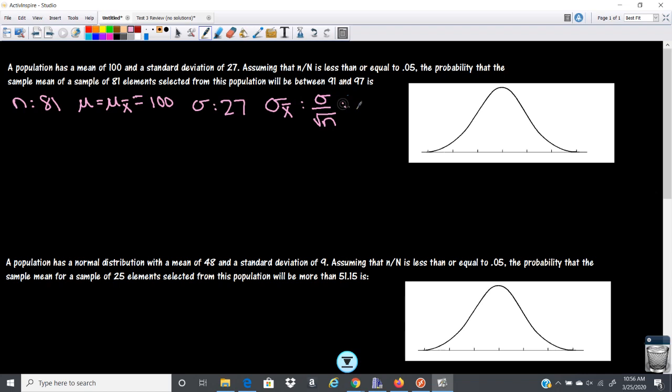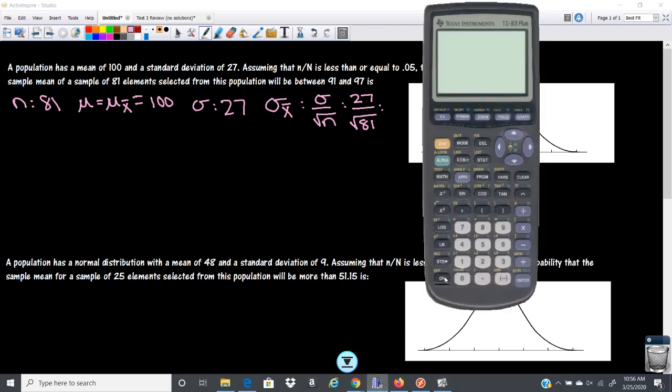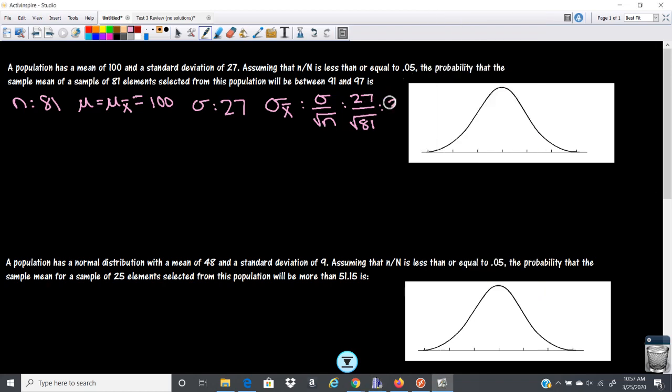Okay, so let's go ahead and find that value here. Our population standard deviation is 27, and our sample size is 81. So 27 over the square root of 81 is going to give us, let's see here, 27 divided by the square root of 81, which is 3. So our standard deviation is now 3 instead of 27. So it's going to change things a bit.